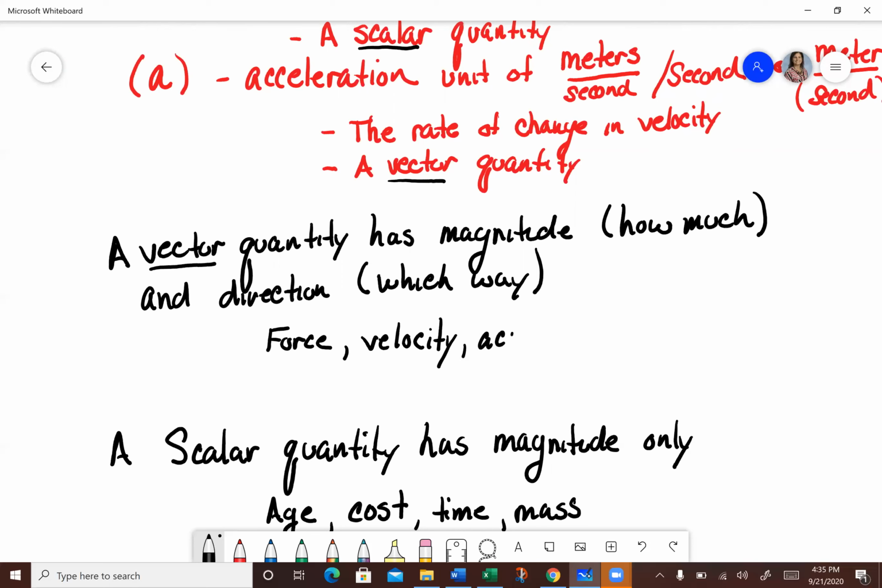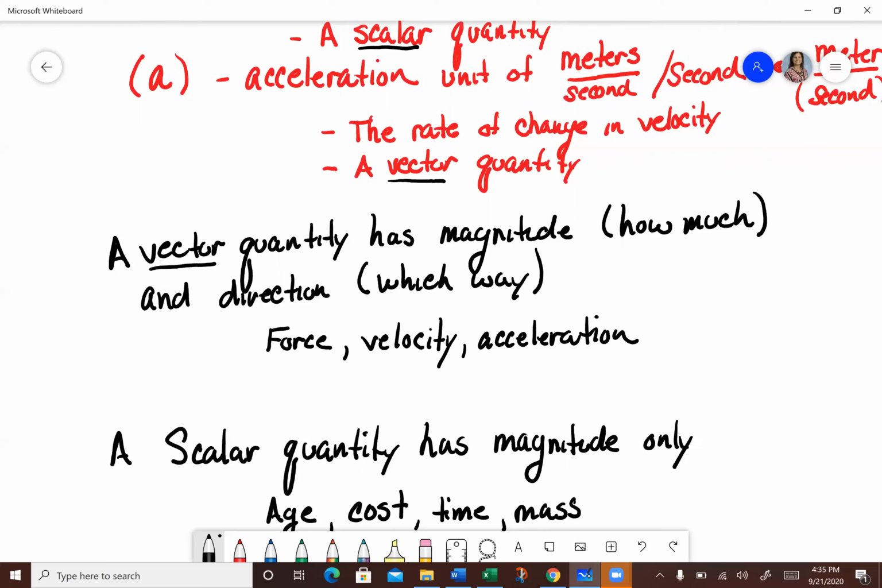Acceleration is a vector quantity. It matters which way I accelerate. Am I putting my brake on or am I putting my gas on? That would matter whether I change my velocity by speeding something up, slowing it down, making it go backwards, changing its direction, and so on.